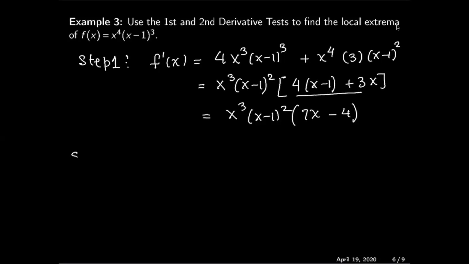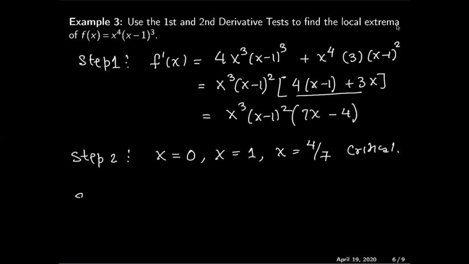Now in step number 2, the critical values of the function. If I set the derivative equal to 0, x is equal to 0, x is equal to 1, and x is equal to 4 over 7. These are the critical values.